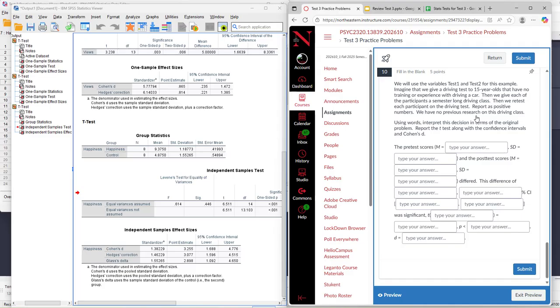Meaning that because we don't have any previous research on this, we should probably run a two-tail. We don't know if this is a good class or not. Is it possible that it could be a bad class and they actually drive worse at the end of it?